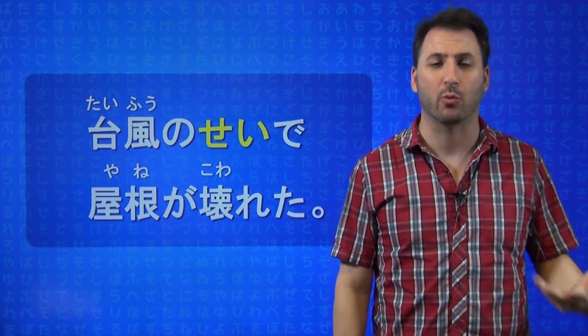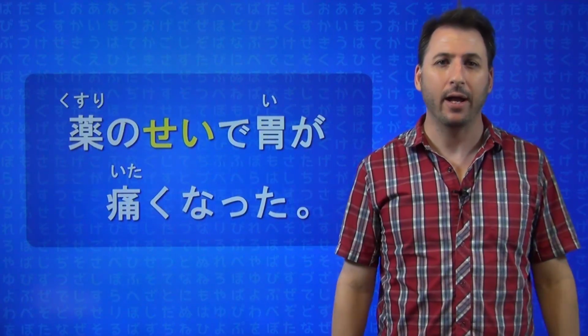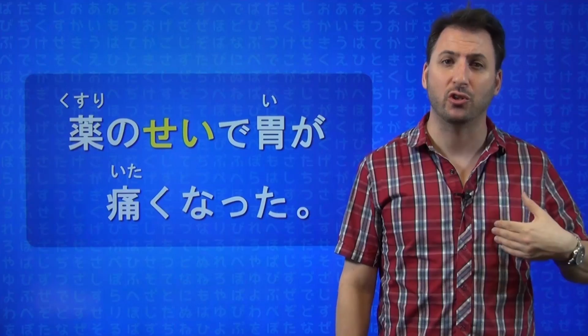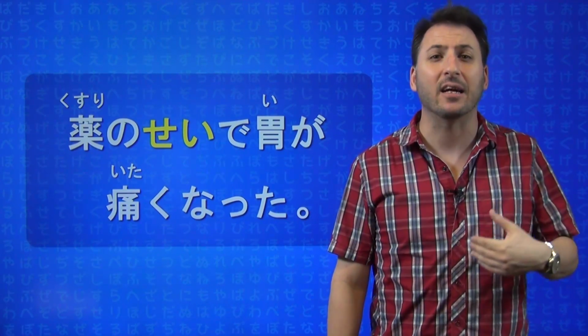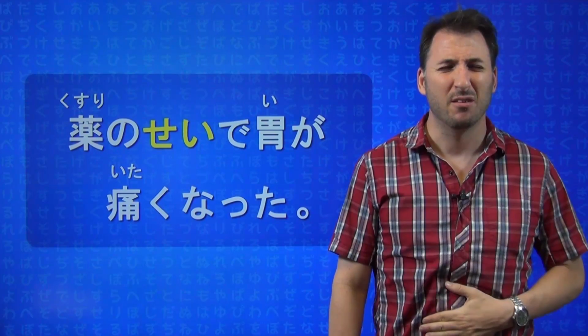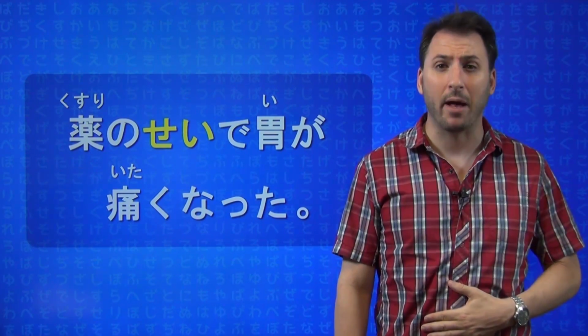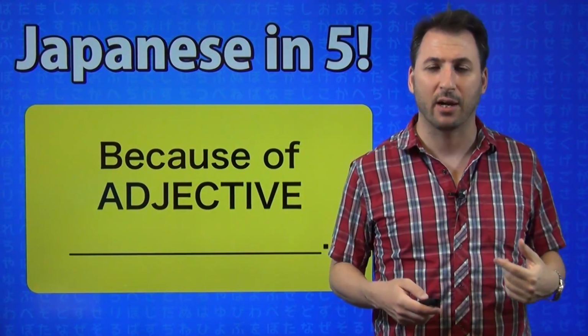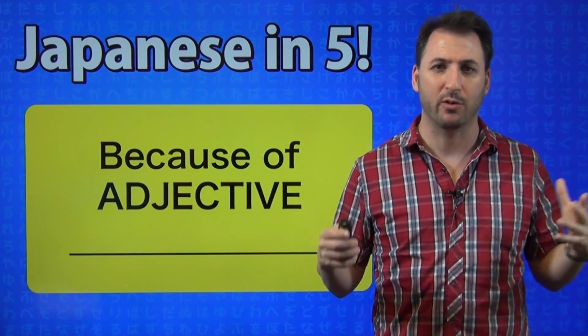Something bad has happened, and that's why we're using せい. All right? 薬のせいで, because of the medicine, 薬のせいで胃が痛くなった. Because of the medicine, my stomach hurts. It became to hurt literally. All right, now we can do this also with adjectives. I always like to show nouns, adjectives, and verbs because that's what you deal with.